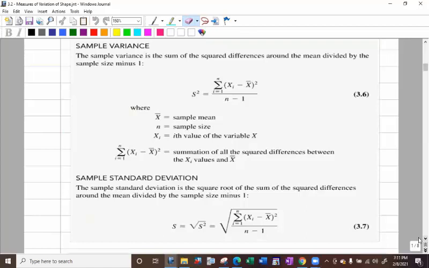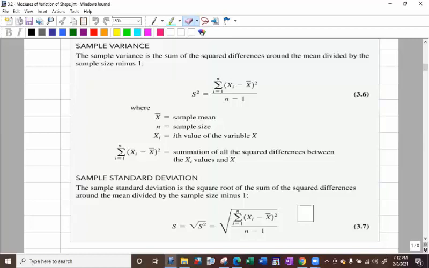Now, here's another definition: sample standard deviation. Actually, standard deviation is more often used than variance, and they relate to each other by one quick calculation. The sample standard deviation is the square root of the sample variance. Meaning if you have already calculated the variance, to get the standard deviation you don't have to do anything other than take the square root of that number.